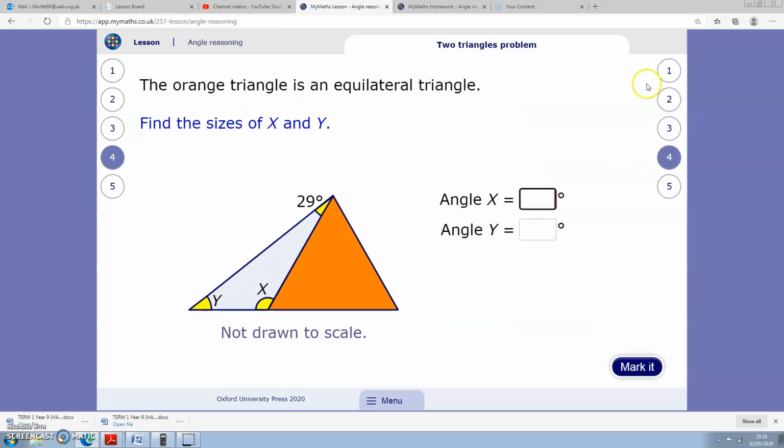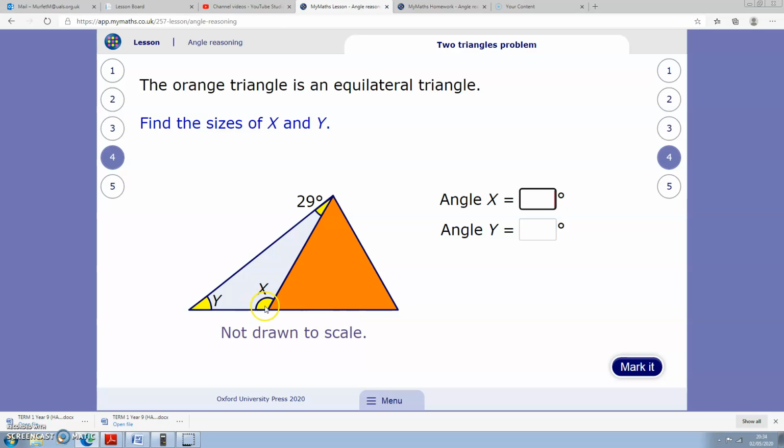So, chapter 4. The orange triangle is equilateral. So we should hopefully start to know that 3 sides all the same, 3 angles all the same. So we know that this bit here is going to be 60 degrees. We know this bit here is going to be 60 degrees. We know this bit here is going to be 60 degrees.